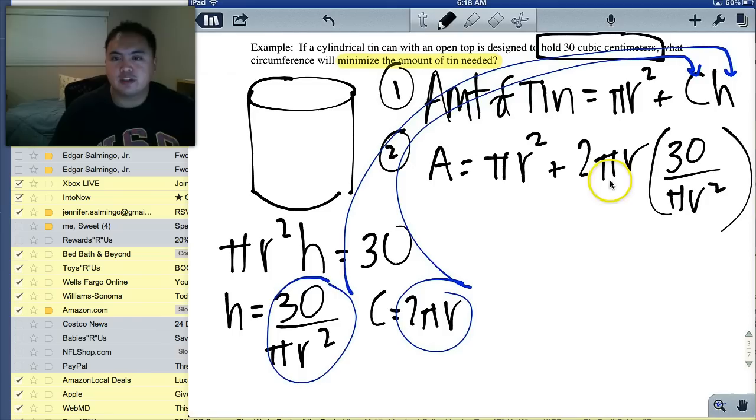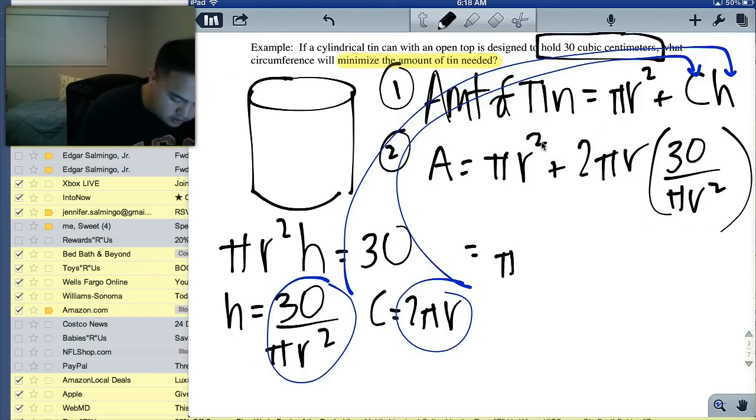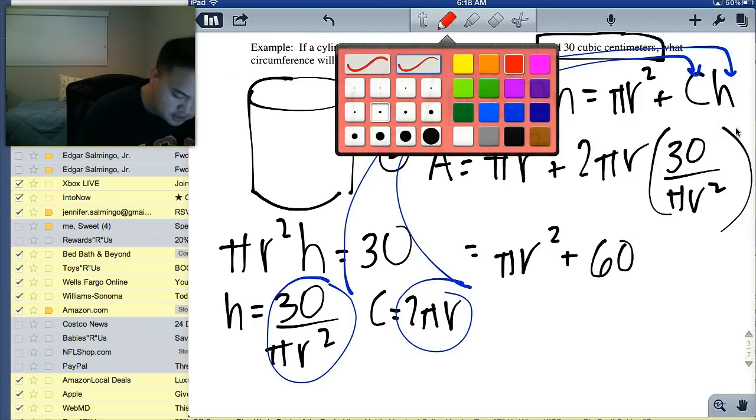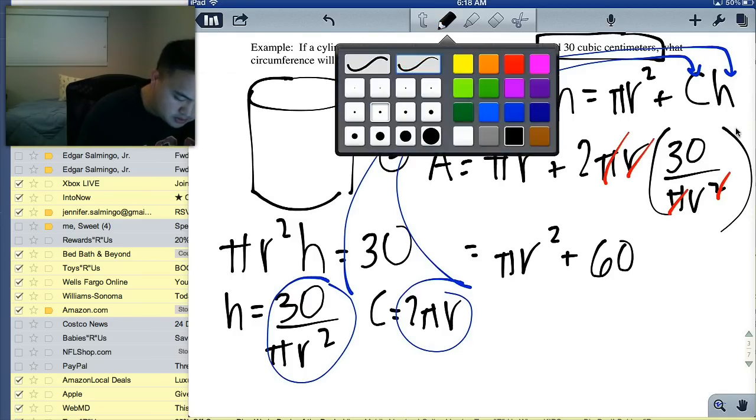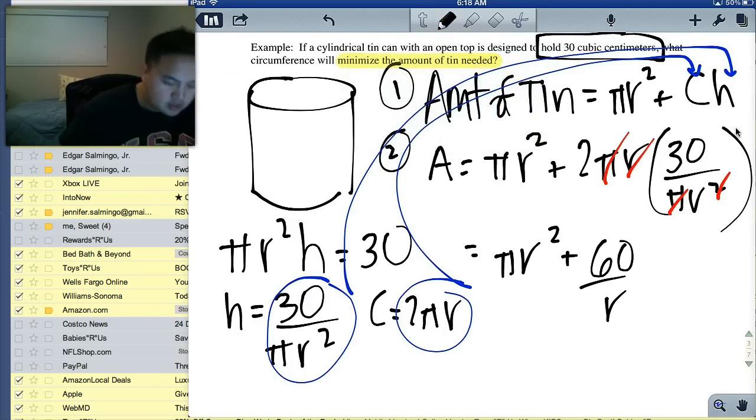They're all r's. And some of you may notice that this simplifies, so let's rewrite this. Pi r squared plus 2 times 30 is 60. My pi's actually cancel, a pi on the bottom. And I notice that I have an r on the top and 2 on the bottom. So this whole thing just becomes 60 over r.